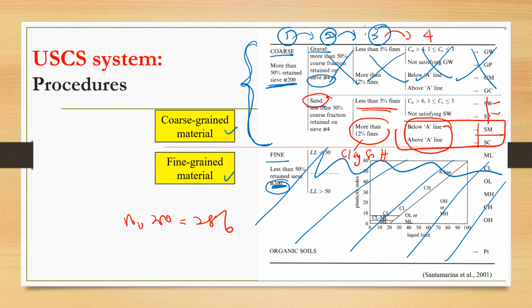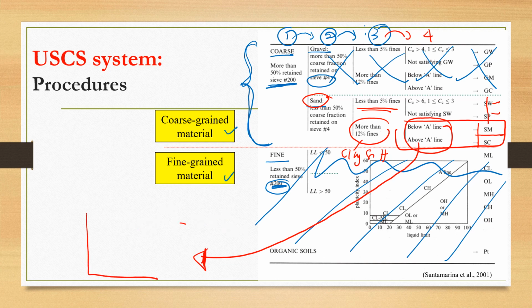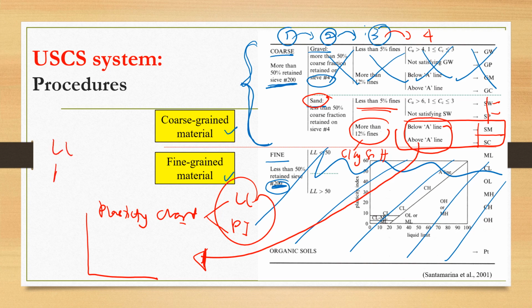So what is this? This is the information that you can get from the plasticity chart. You get this information from the plasticity chart. And what information is needed? The liquid limit and also the plasticity index value. These are the parameters you need to get from the Atterberg limit test. It means that you have to carry out the liquid limit and plastic limit tests, then you calculate PI.